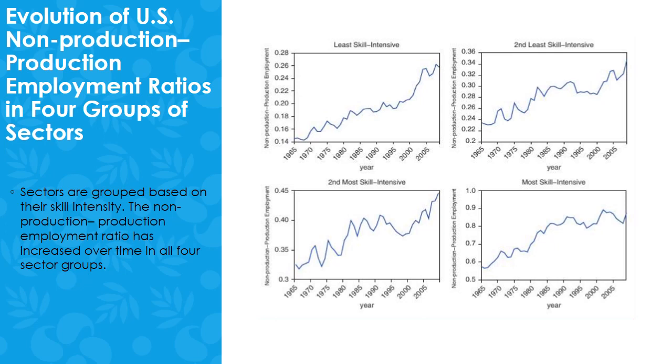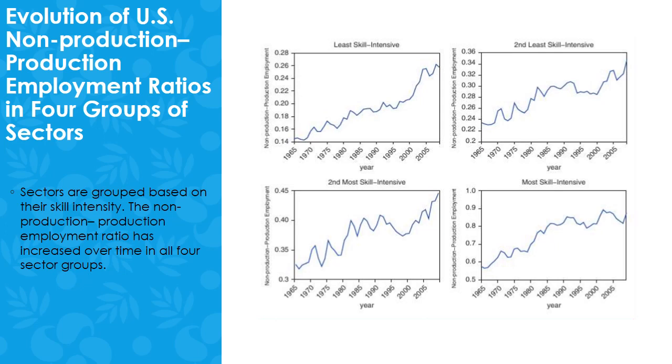With a few exceptions, non-production positions require higher levels of education. And so we measure the skilled-unskilled employment ratio in a sector as the ratio of non-production employment to production employment. Sectors with the highest non-production to production employment ratios are classified as most skill-intensive, and each quadrant of the graphic shows the evolution of this employment ratio over time for each group of sectors, using the average employment ratio across all sectors in the group.